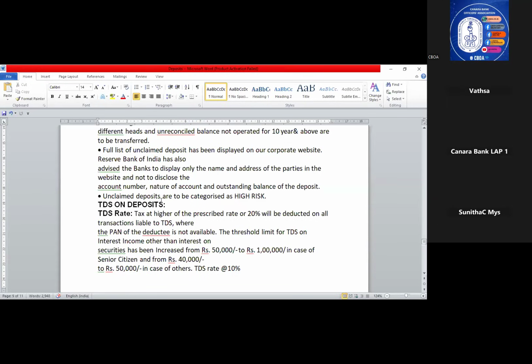Okay, TDS, everybody knows if a PAN is there, normally 10% is the TDS. If PAN is not given, 20% will be charged. Okay, like now, and in case of senior citizens, and 50,000 in case of others. Normally.